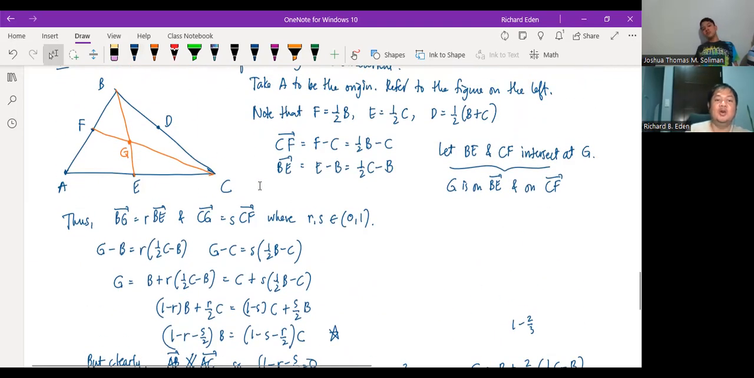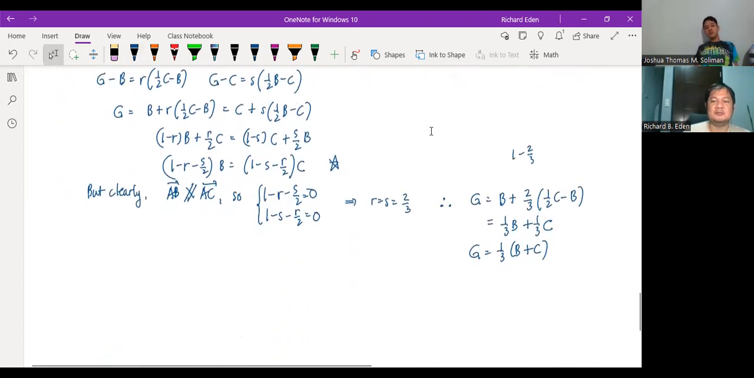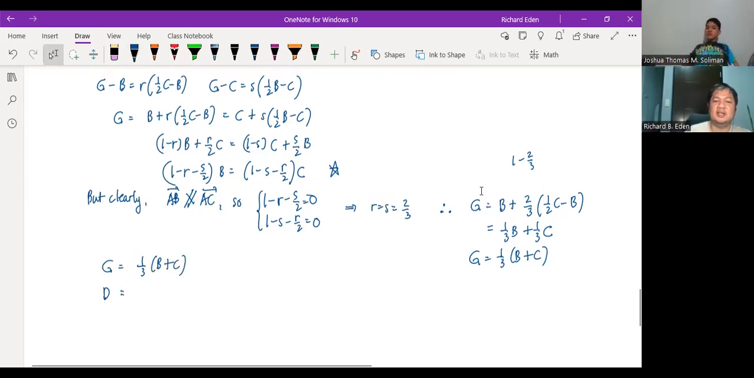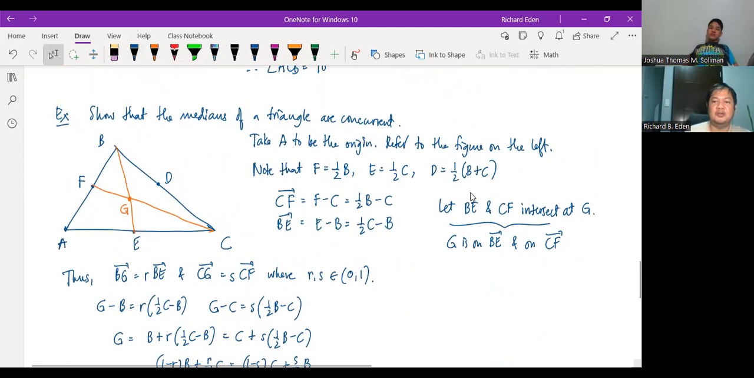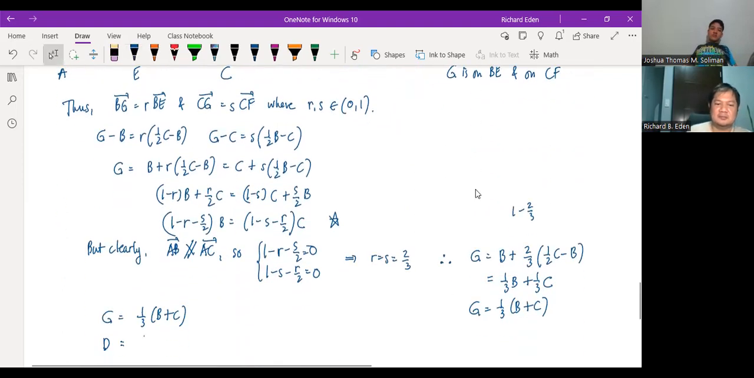Okay, but what is AD? D is half of B plus C. Okay, all right, here we go. G is 1/3 of B plus C, and from above, D is half of B plus C. So that means G and D are multiples of each other.